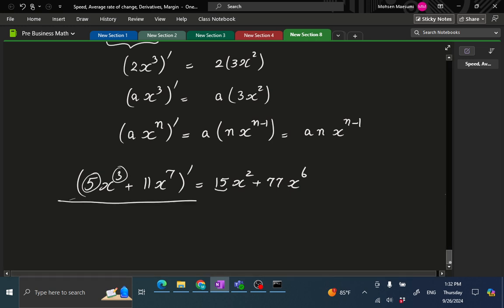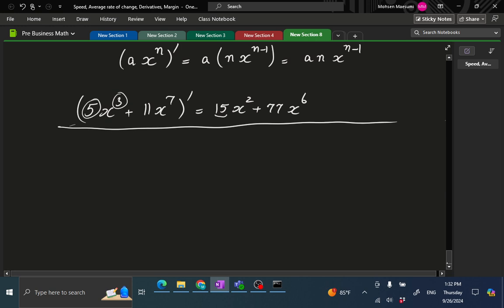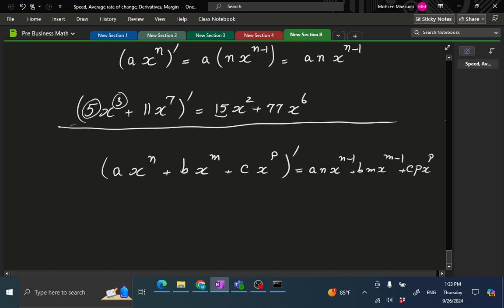So let's repeat the rule that we had last time. If I have some number times x to the power of n, and some other number times x to some power m, and some other number times x to some power p, and I want to differentiate, each exponent multiplies the coefficient in front: a n x^(n-1), b m x^(m-1), c p x^(p-1), and if I have more of them, then I'll have more of these.